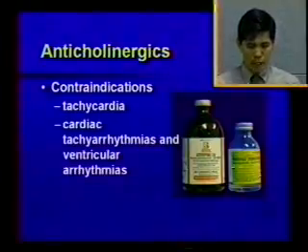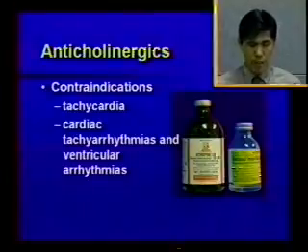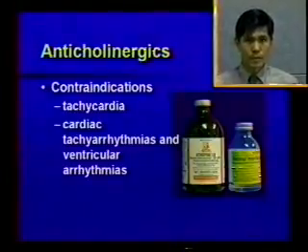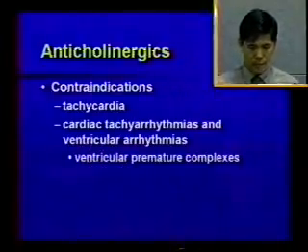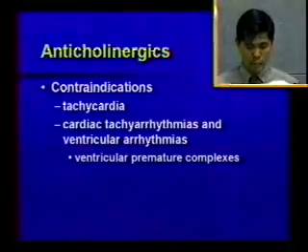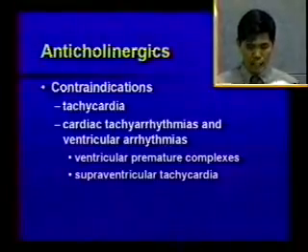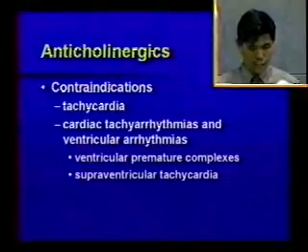Also, if your patient has cardiac tachyarrhythmia or some ventricular arrhythmia, it is not a good idea to give anticholinergic. Remember that anticholinergics are arrhythmogenic on their own. So examples are premature ventricular complexes. If the dog or cat has this, atropine should not be given. Supraventricular tachycardia is another example. If the animal has this, we try to avoid atropine or glycopyrrolate.